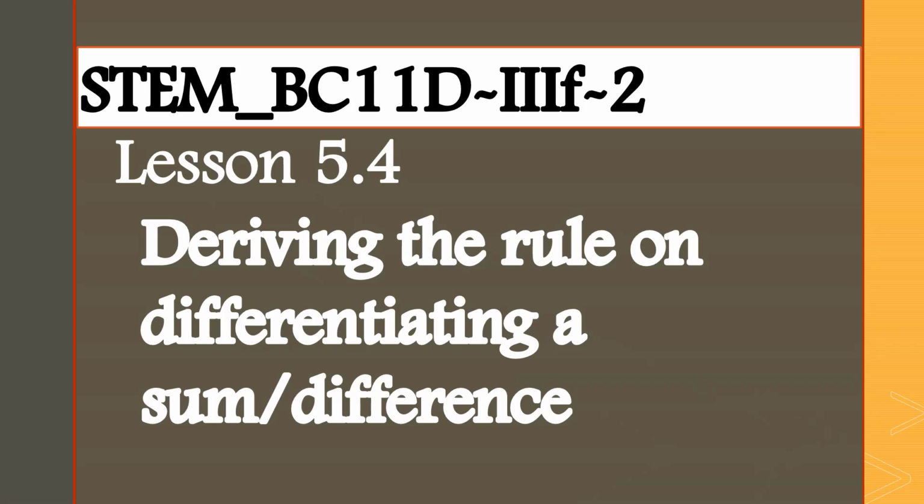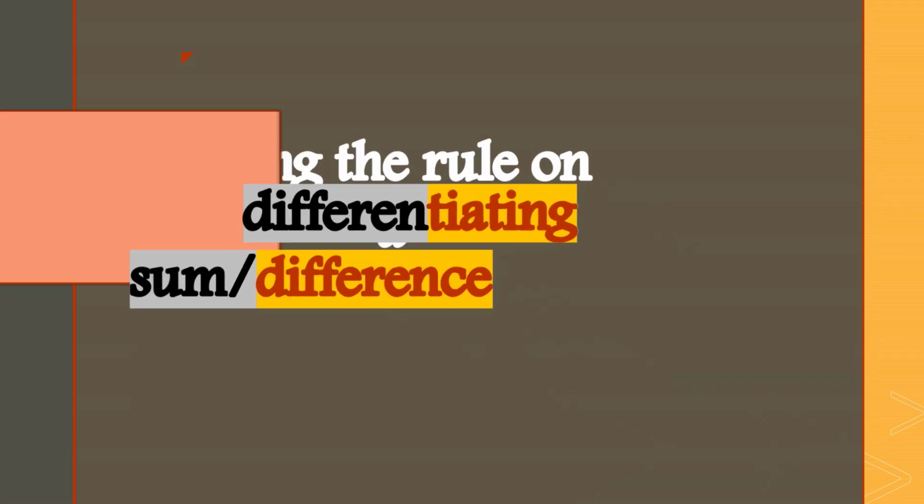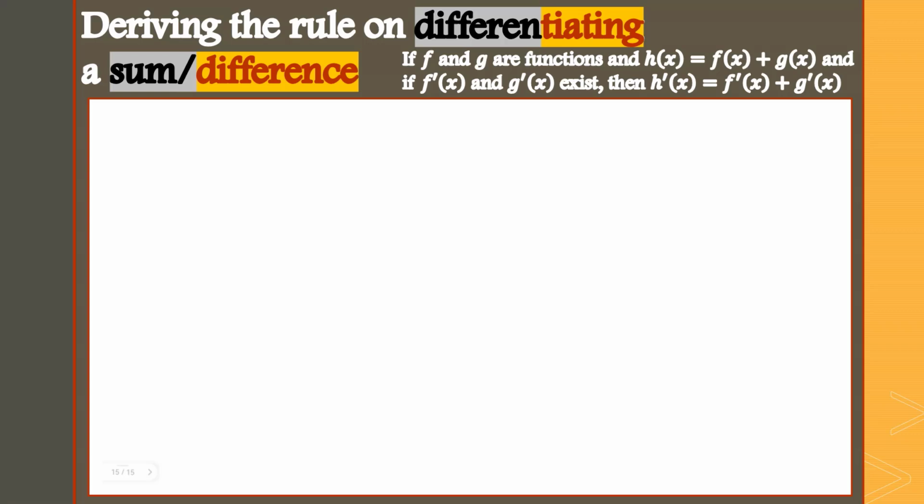Let's derive the rule on differentiating a sum or difference of functions. For this video, we are going to prove the rule on differentiating a sum or difference. Don't worry about combining them because they have the same application. If we are talking about a difference, let's say x minus y, we can just rewrite that as x plus negative y. So basically, both situations are combined for this given rule on differentiating here.